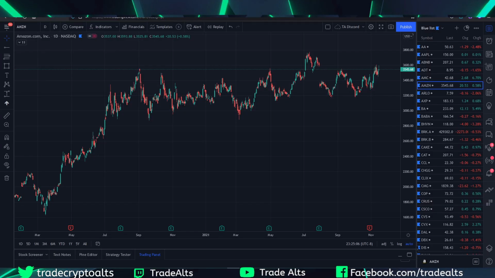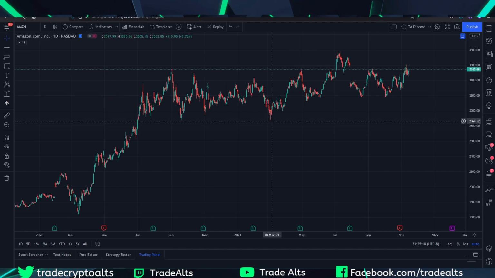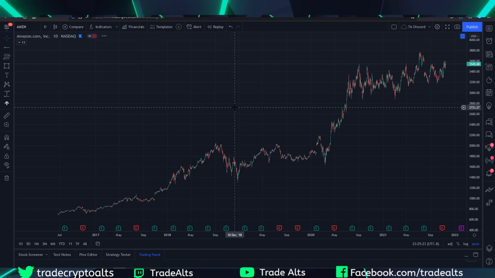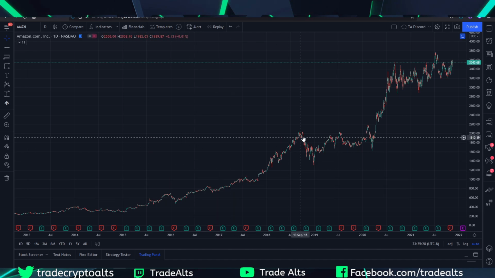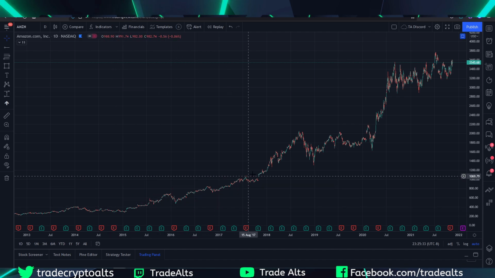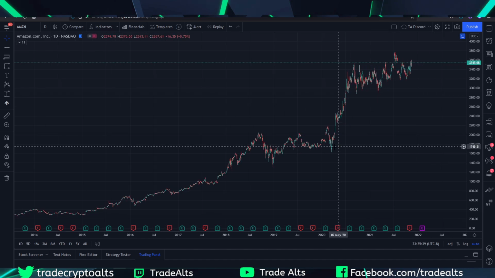This is Amazon. Pretty sure I actually used this in one of my previous videos as well, but this is a really good example of a range. And let me just close this panel here. But just like I said, how do ranges form? Well, if you go back and look at the trend, very bullish trend, this thing pretty much only goes up. Very strong uptrend, as you can see, and then a period of consolidation, or a range, gets formed here.